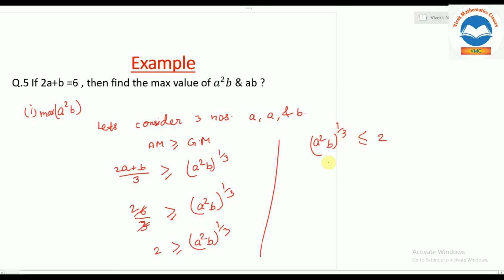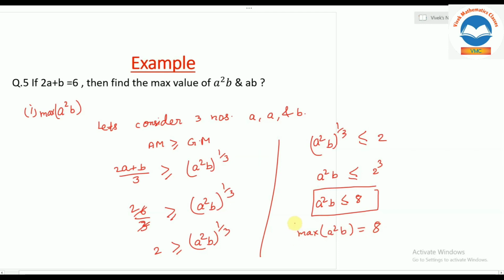If you cube both sides, what you will get? Here you will get a squared b less than or equal to 2 cubed. It means a squared b will be less than or equal to 8. What they are asking? They are asking the maximum value of a squared b. They are saying that a squared b will be either less than 8 or equal to 8. It means the maximum value of a squared b will be 8.